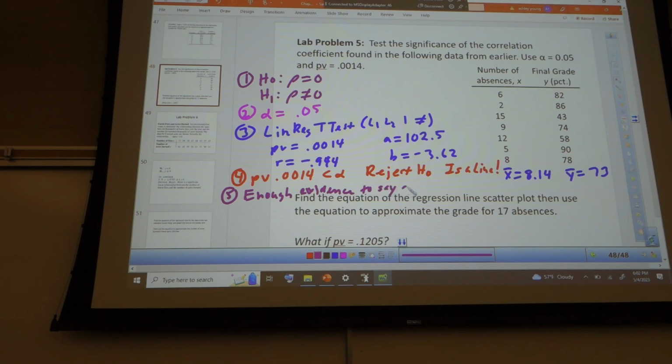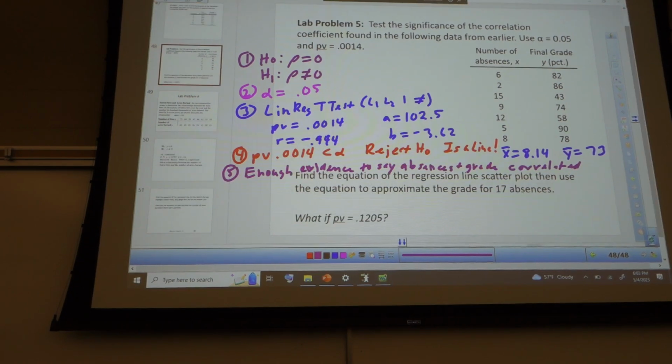I'm just going to say absences and grades are related. Yep, they are correlated. Correlated. Okay, great. So now we need to approximate the grade for 17 absences.